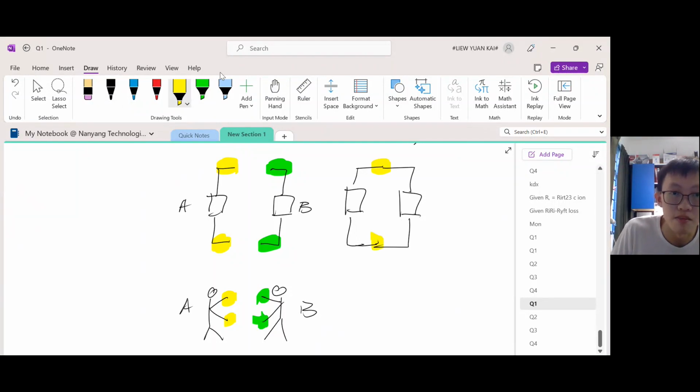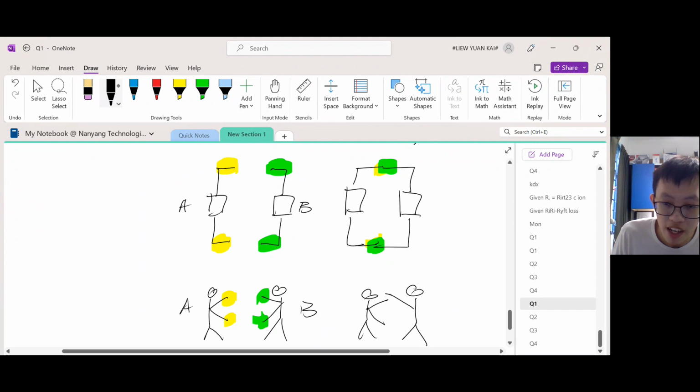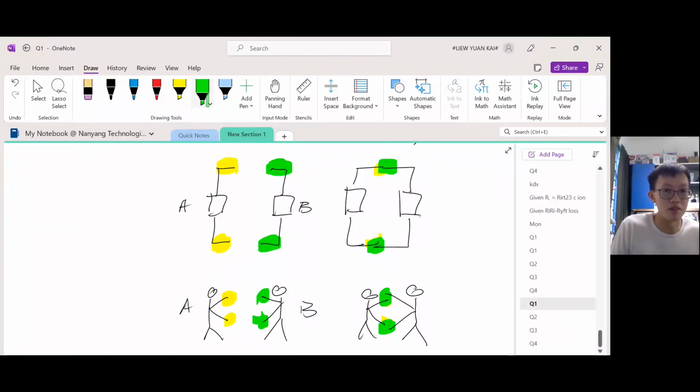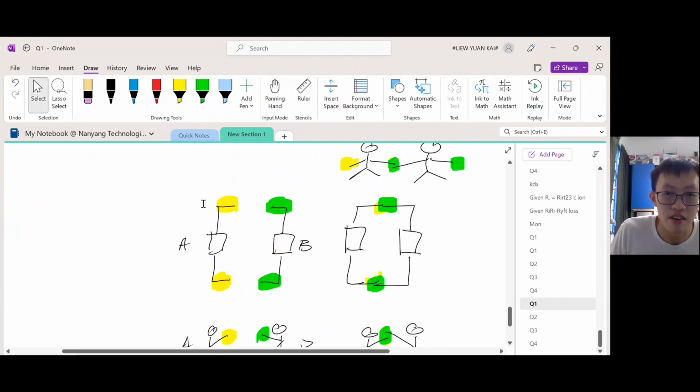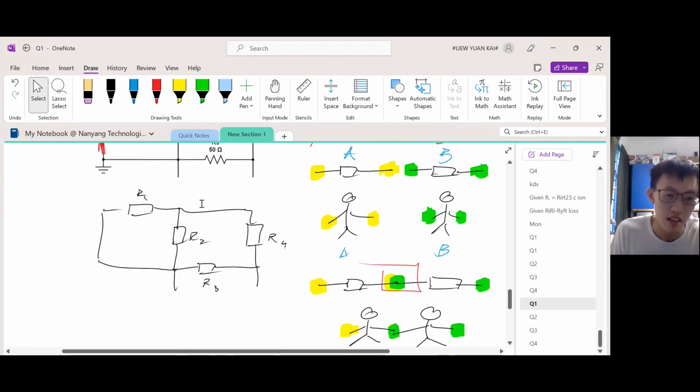this is the hands of A, this is the hands of A. This is the hands of B, this is the hands of B. Then if you were to use the two people analogy, they will also be holding both hands together. So hands of A, hands of A, hands of B, hands of B. So whenever they're in parallel, both terminals are connected. Whenever they're in series, only one terminal is connected. Okay, so now that we're clear with this analogy, let us take a look.